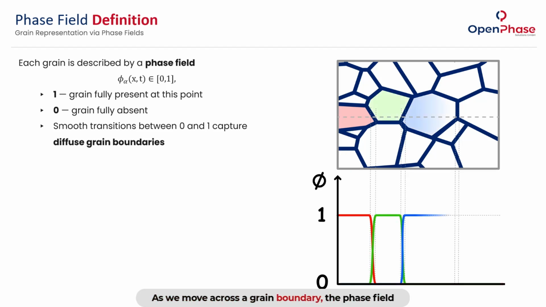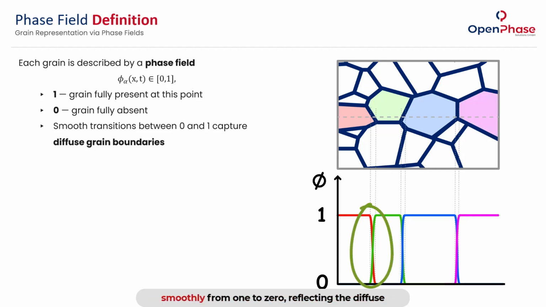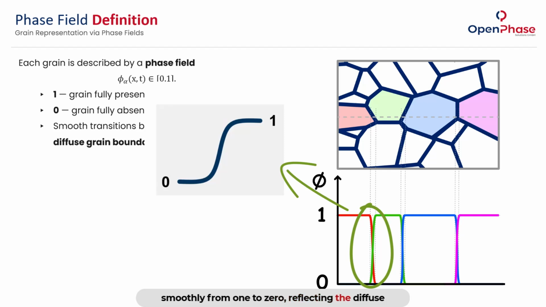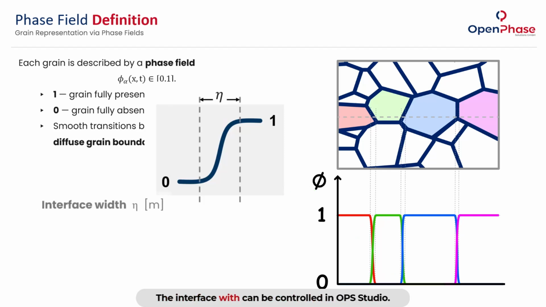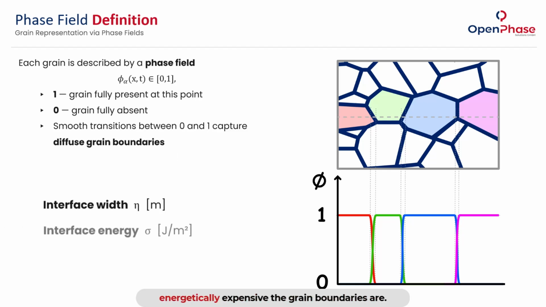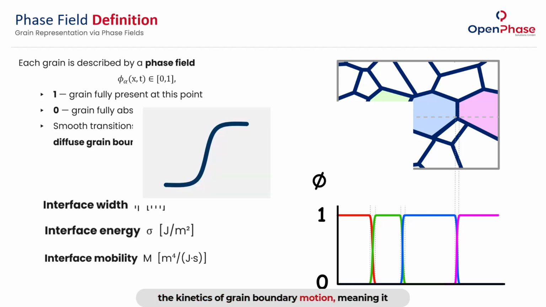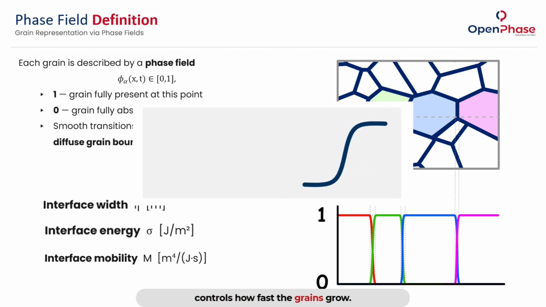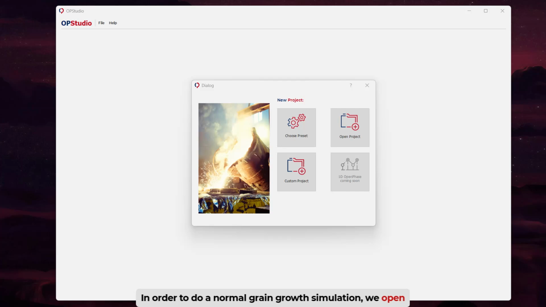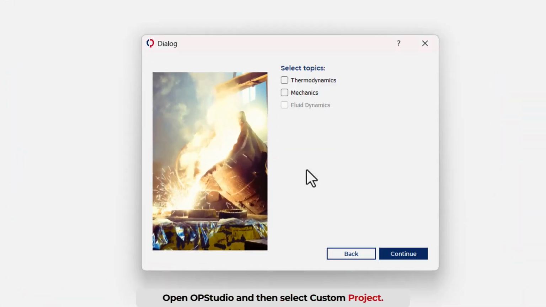As we move across a grain boundary, the phase field variable does not change abruptly, but instead varies smoothly from 1 to 0, reflecting the diffuse interface description of the phase field approach. The interface width can be controlled in OPStudio. Moreover, the interface energy represents how energetically expensive the grain boundaries are. The mobility parameter, on the other hand, determines the kinetics of grain boundary motion, meaning it controls how fast the grains grow.